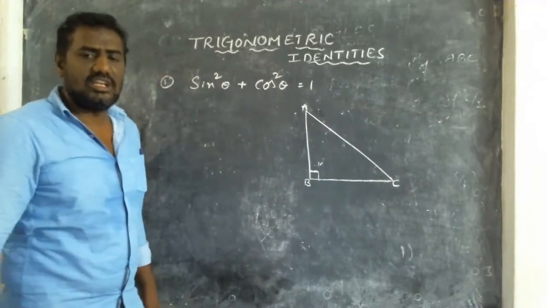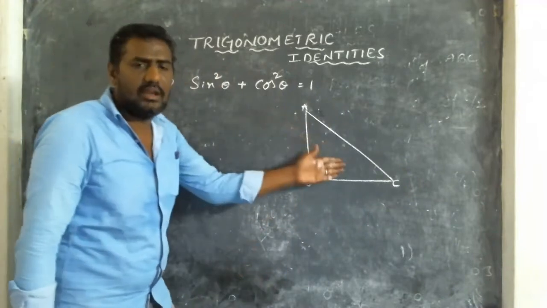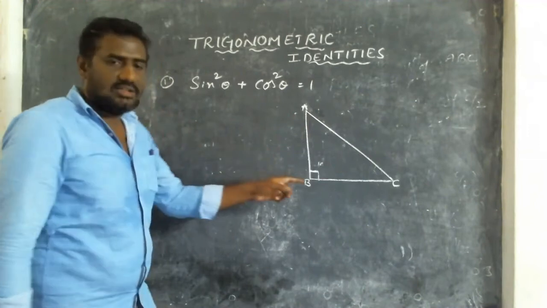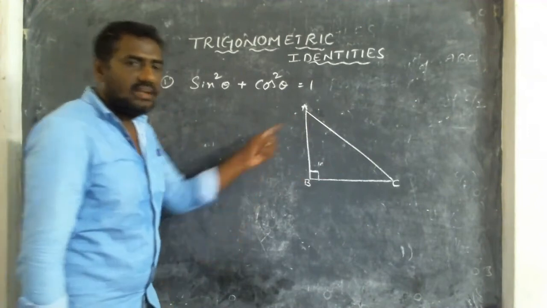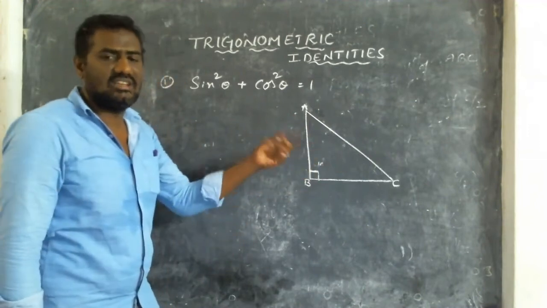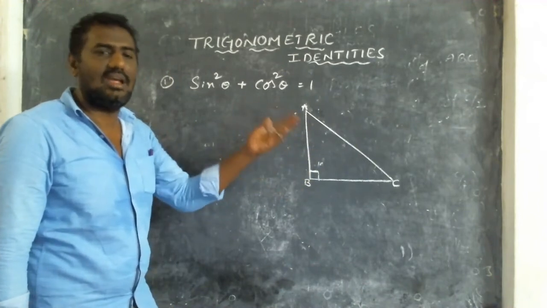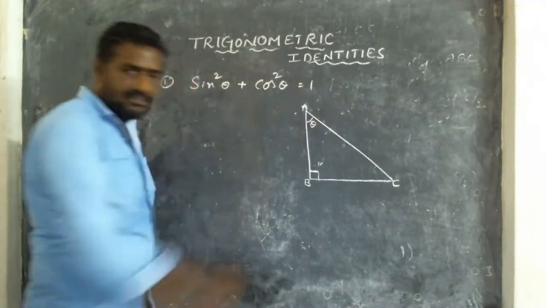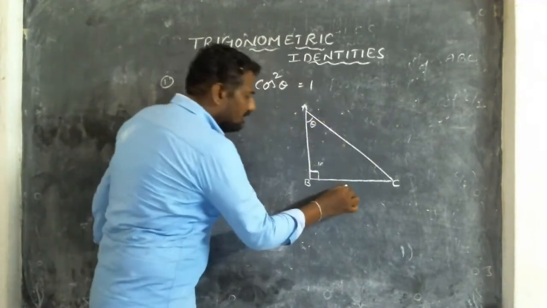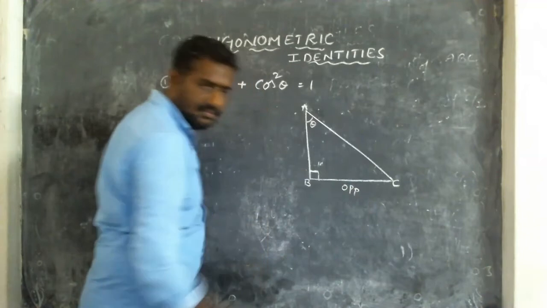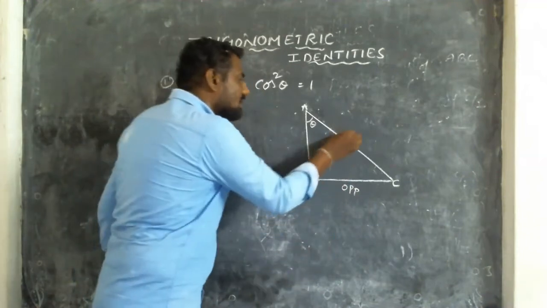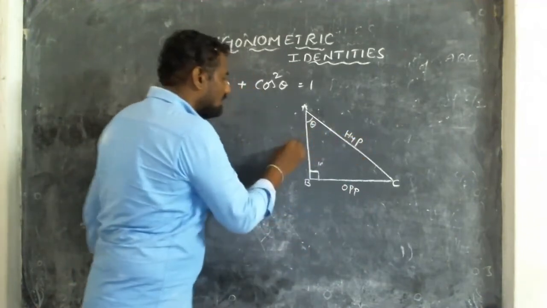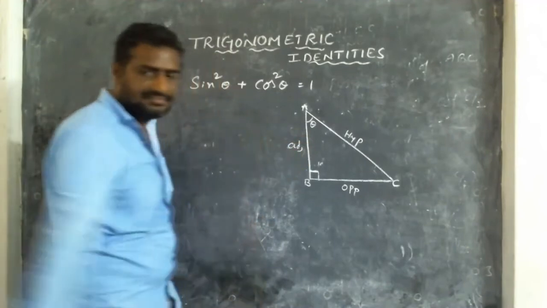Now we'll put theta. We can write theta either at A or at C, because at B we already have 90 degree. At A and C we can write theta anywhere, as you wish. As per my wish, I write it at A. As per theta, BC becomes the opposite side, AC becomes the hypotenuse, and AB is the adjacent side.